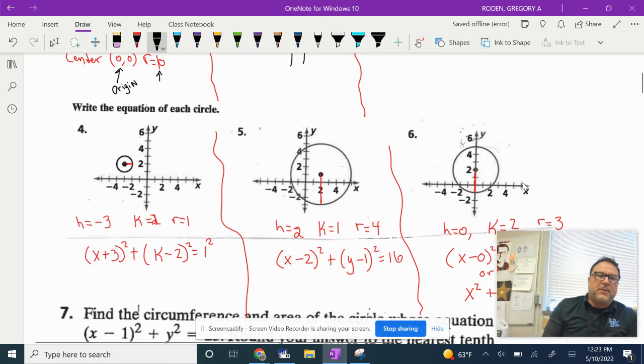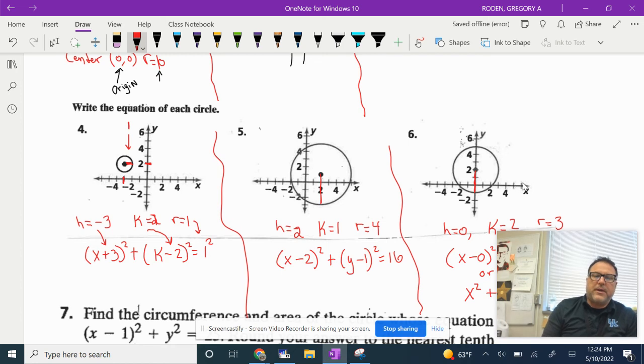Okay? All right, looking at number 4. Well, on number 4, it looks like we have an x value of negative 3. Right here. An x value of negative 3. It looks like we have a y value of positive 2. And I'm looking at this radius right here. That radius looks like it's 1, if I am estimating that right. So we know that h equals negative 3. Plugging it into the formula, that's going to be x plus 3. We know that k is 2, so plugging into the formula, it's going to be y minus 2. And then r is 1. Squaring 1 is just still 1.